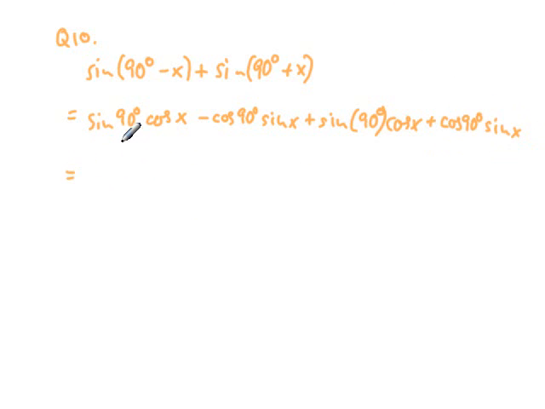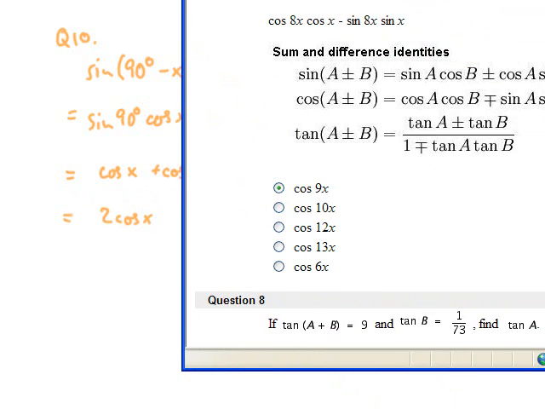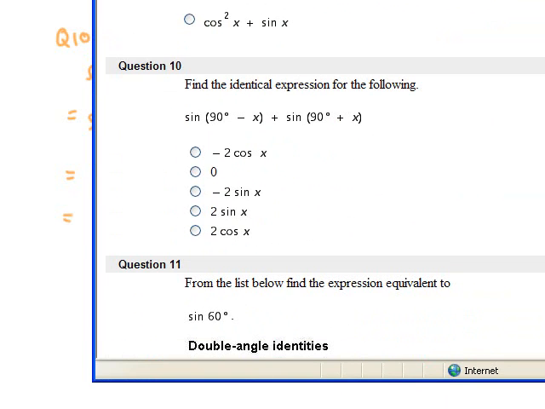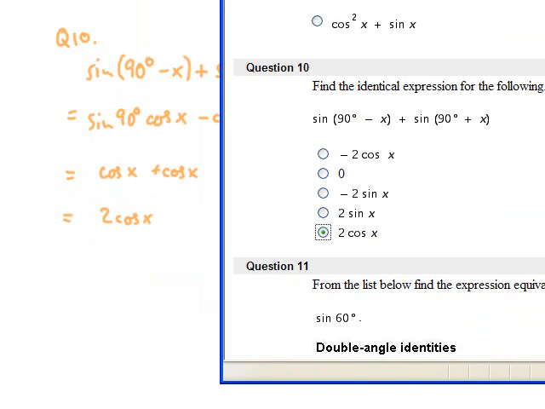And therefore, of course, this is a 1 here, so that's a cosine x. This one here is a 0, and this one here is a 1, so it's plus cosine x. And this one again is a 0, so I'm going to come up with 2 cosine x. And when I look at the right answers, it's this one here. Is that what I did? Yep, 2 cosine x.